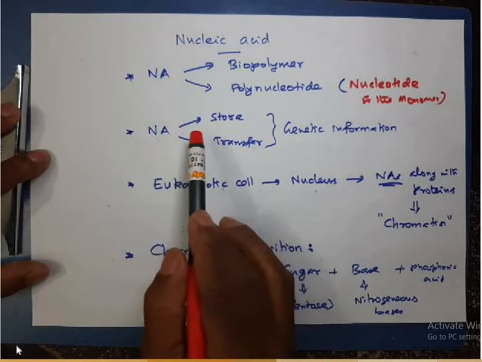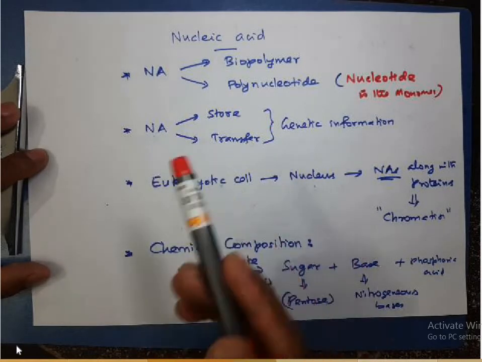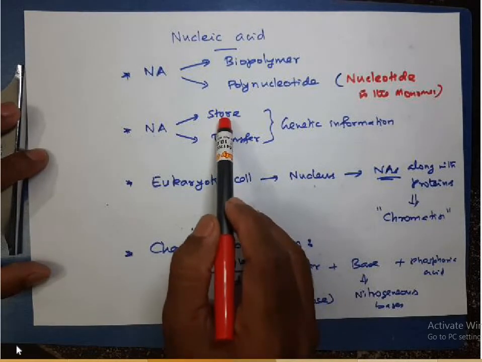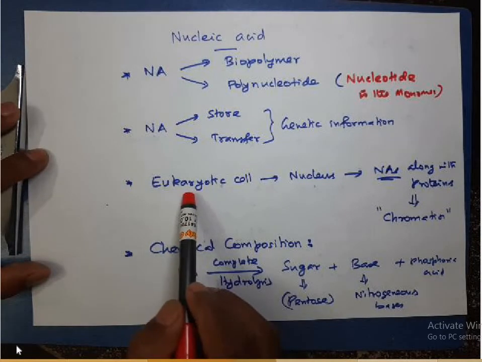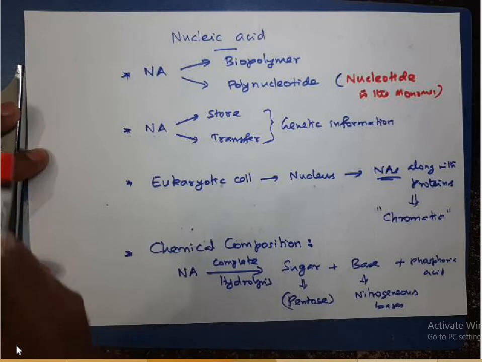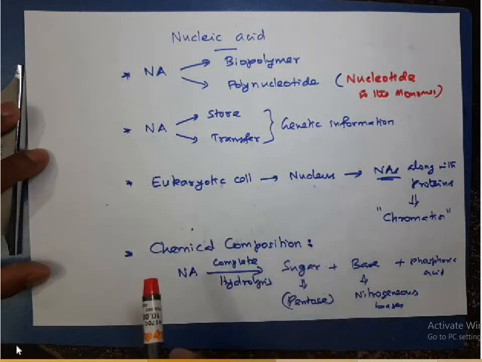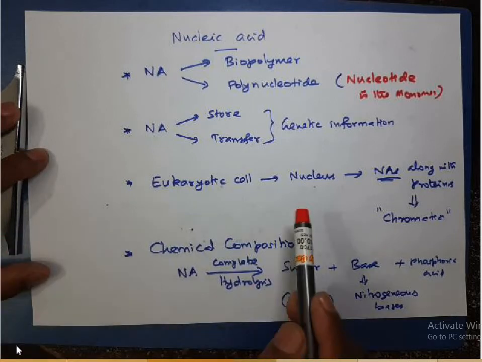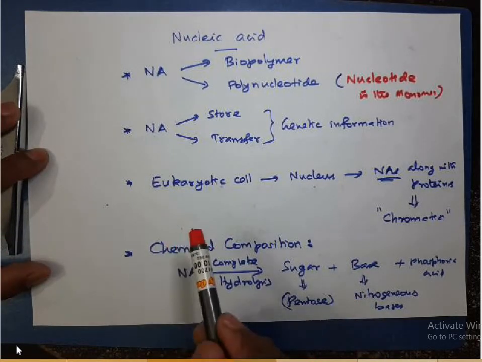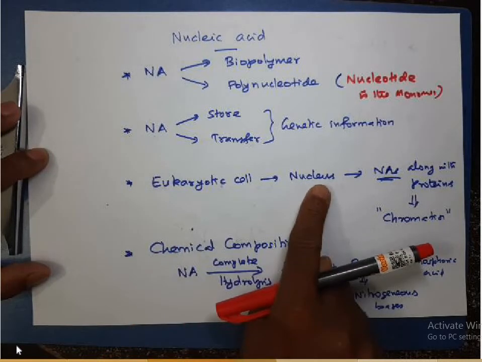So nucleic acid is a very important one for human cell and plant cell. They will store the genetic information, and they also transfer it. Then eukaryotic cell, you know very well, higher organisms have eukaryotic cell. Eukaryotic cell has nucleus, whereas lower organisms, amoeba, certain viruses, have prokaryotic cell. In prokaryotic cell there is no nucleus.